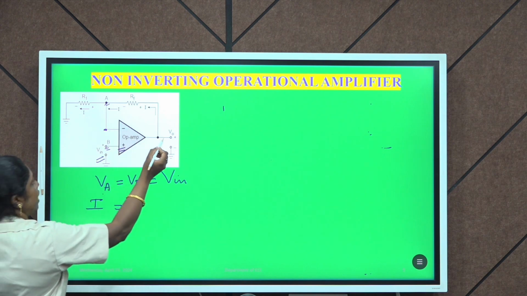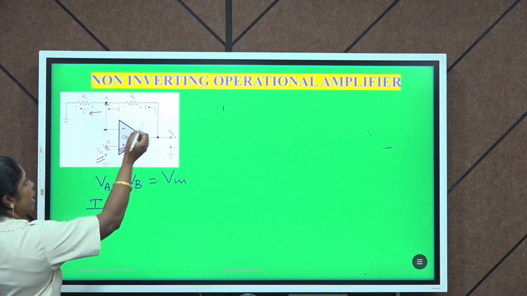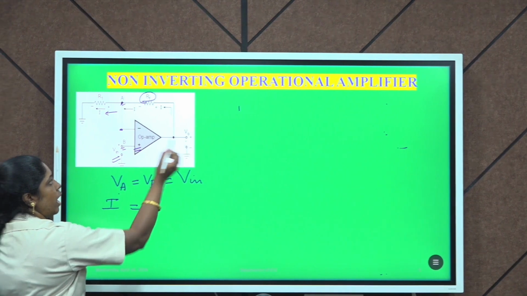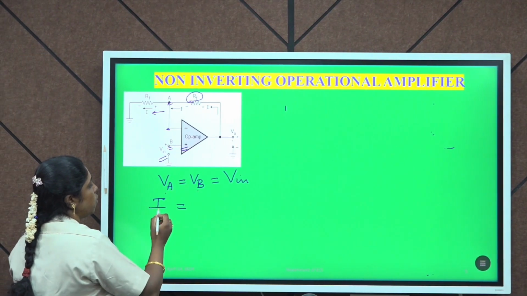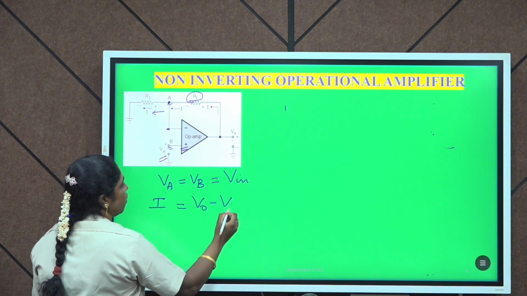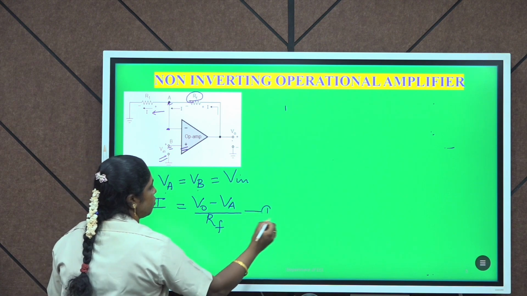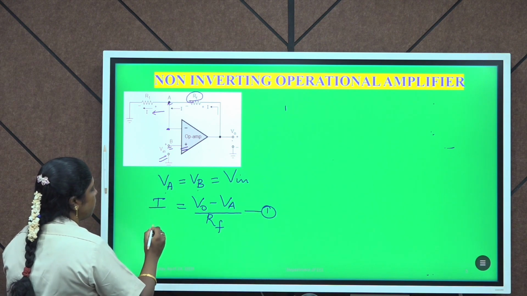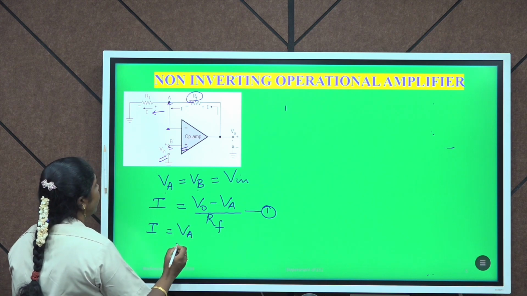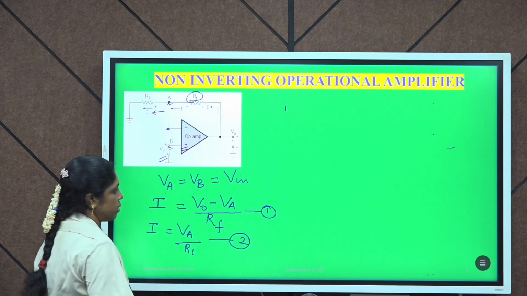We will write the equation: current entering the node is equal to current leaving the node. The current flowing through the feedback resistor RF is due to the output voltage V naught. So we can write I is equal to V naught minus VA divided by RF. This is the first equation. Second, I is equal to VA minus 0 divided by R1. This is the second equation.